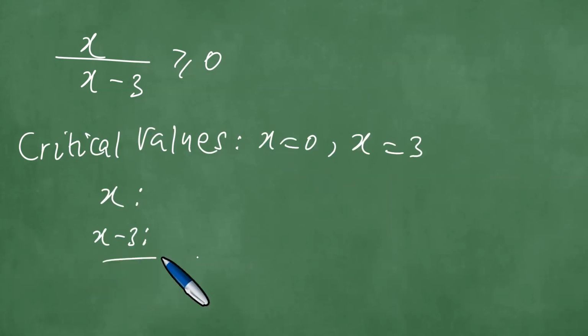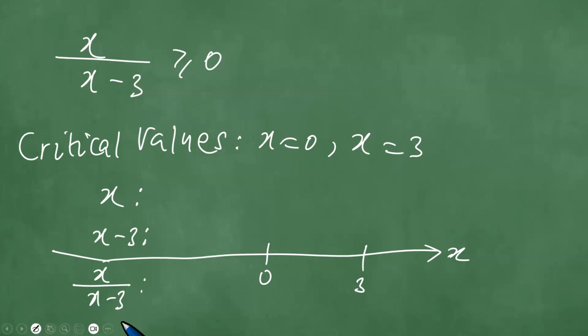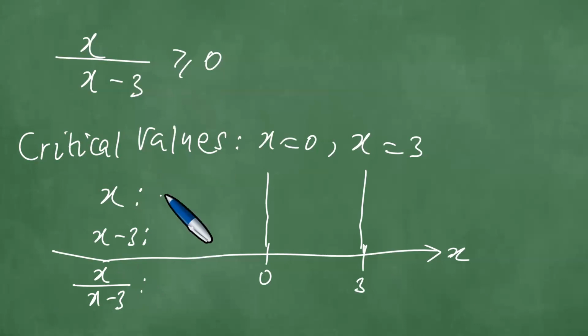And if we do that, we put here 0, we put here 3, and this is the number line of x values. Beneath here, we put x over x minus 3. The sign table method is more universal, and I prefer the sign table because it can solve any question that involves inequalities, just using signs only. So now, using the sign table method.